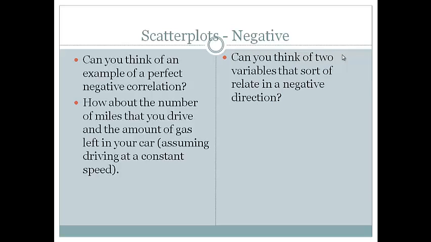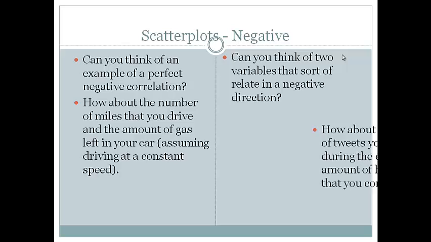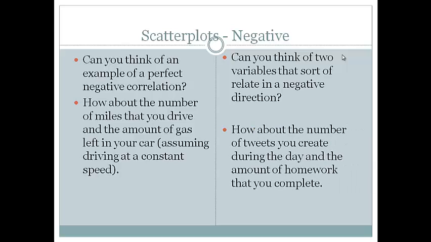And maybe a moderate negative correlation might be the number of tweets that you create during the day and the amount of homework that you complete. That might vary for different people, and it's not a perfect correlation. You might get more homework done after 10 tweets, and some days you get less homework done after 10 tweets. So you probably get less homework done, but it might not be a perfect correlation.